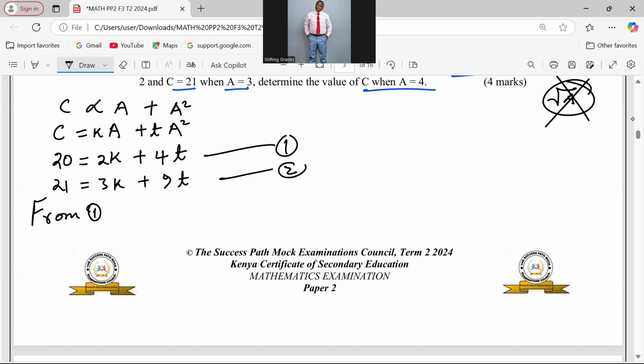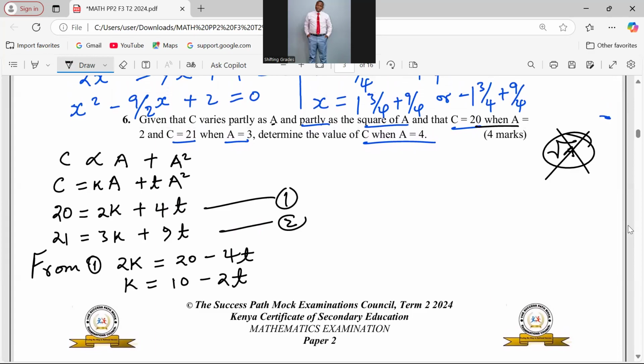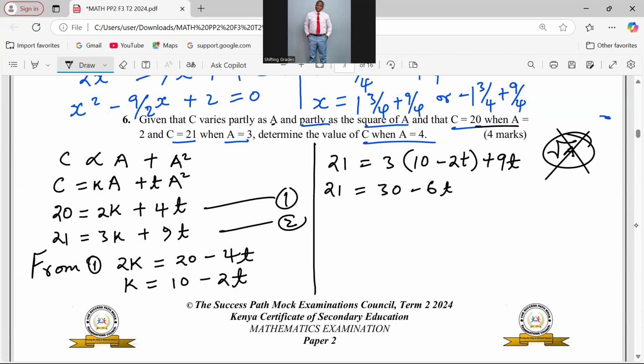So from equation 1, I see that we can make K the subject. 2K becomes 20 minus 4T, so that K becomes 10 minus 2T. So that when this is substituted in equation 2, it becomes 21 equals 3 into 10 minus 2T, plus 9T. 21 is equivalent to 30 minus 6T plus 9T. This will be 3T, and on the other side, I'll be having 21 minus 30, giving me negative 9. So that the value of T becomes negative 3.